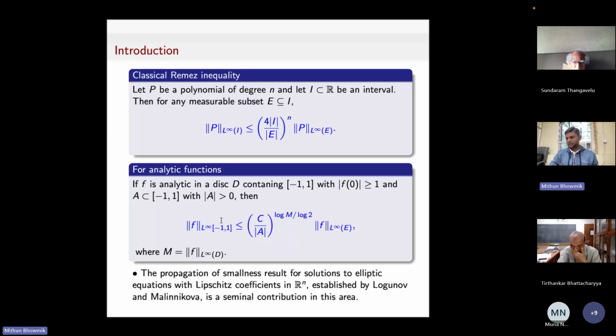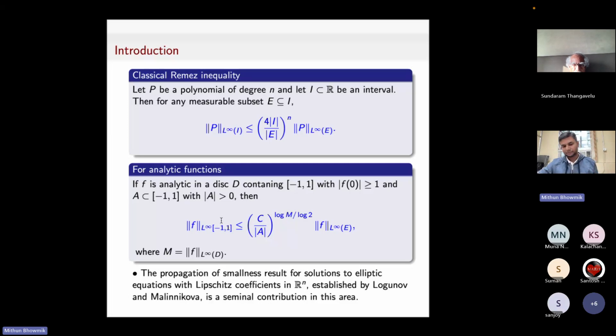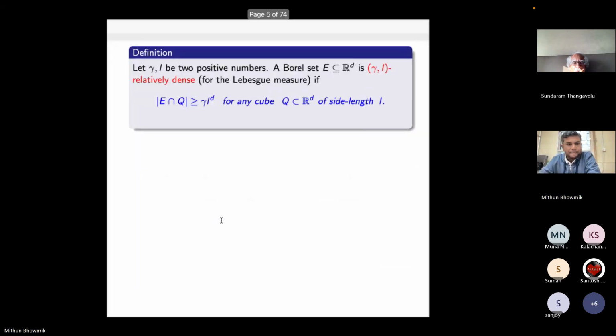Okay. Now, this is the classical result about the smallness, the propagation of smallness. So now I will come to certain uniqueness results. That is also a quantification of uncertainty principles in harmonic analysis. This result is due to Logvinenko and Sereda. To state that result, I'll say something about relatively dense subsets of R, or R^d.